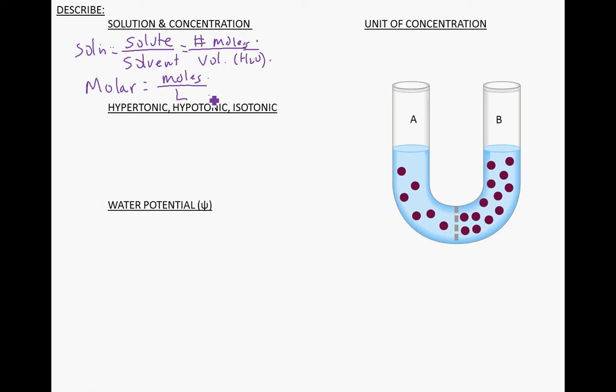Let's move on to these terms down here: hypertonic, hypotonic, isotonic. These terms have the prefixes hyper, hypo, and iso. Hyper is higher, hypo is lower, and iso is equal or the same. The fact that these terms end in 'er', higher, lower, means that we are comparing. We're comparing the concentrations of two different solutions. So hyper, hypo, iso: higher, lower, equal. Of what, though?